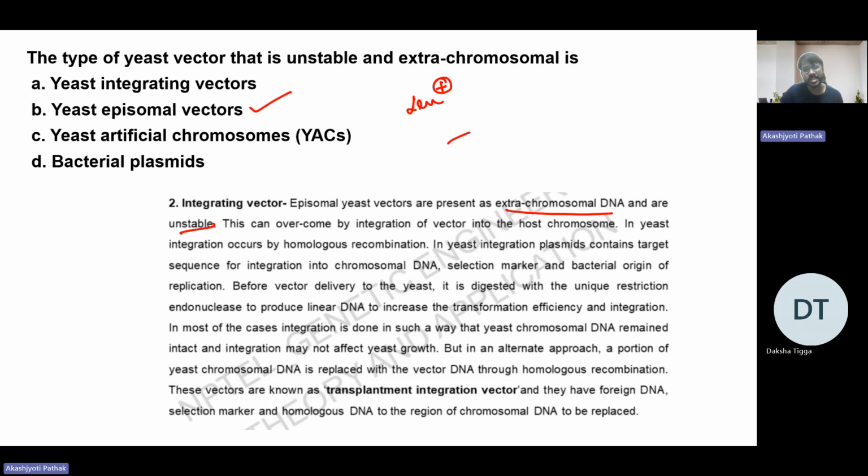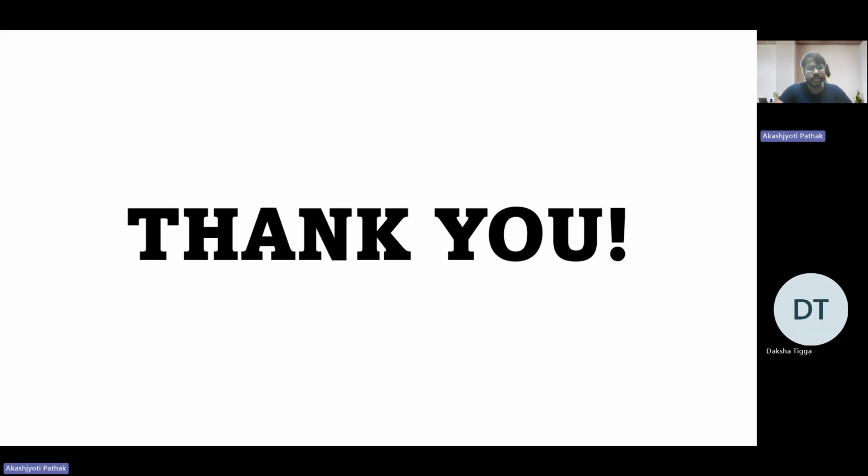Okay, so you have the integration plasmid and you have the host chromosomal DNA. You have to understand this. Before vector delivery to the yeast, it is digested with a unique restriction endonuclease to produce linear DNA to increase the transformation efficiency and integration. In most cases, integration is done in such a way that the yeast chromosomal DNA remains intact and integration may not affect yeast growth. So this is all that I explained in the last two slides. If you have understood, I hope that is all for today.